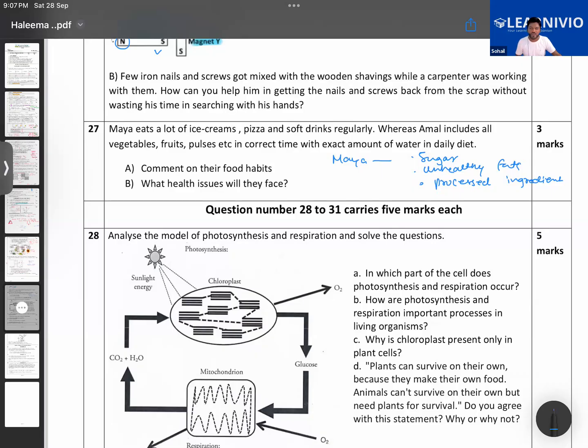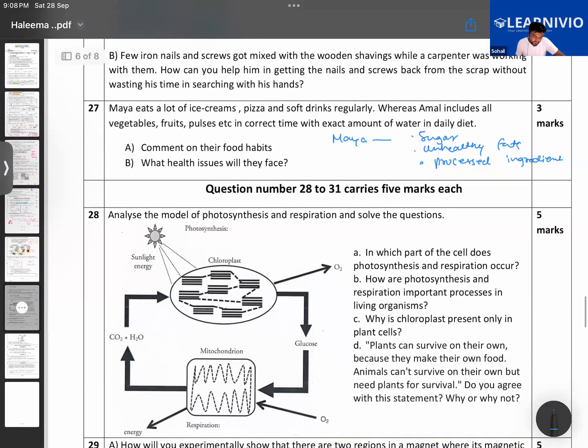So when we talk about the other person, Amal, his diet is healthy and balanced. So it will be providing him with all the necessary nutrients in the correct proportion. It contains vitamins, minerals, protein, fiber, plus water, etc. So overall, his health will be good.